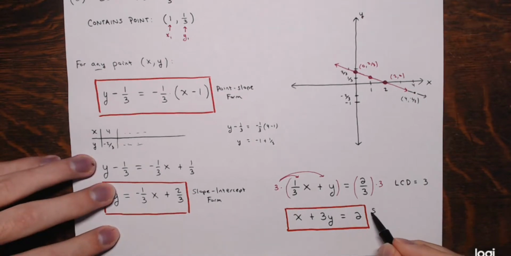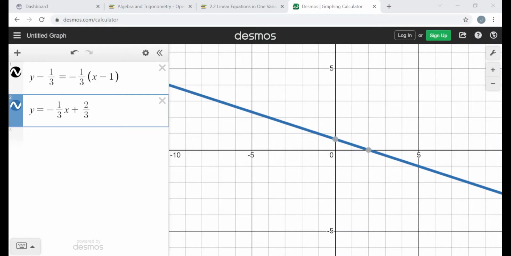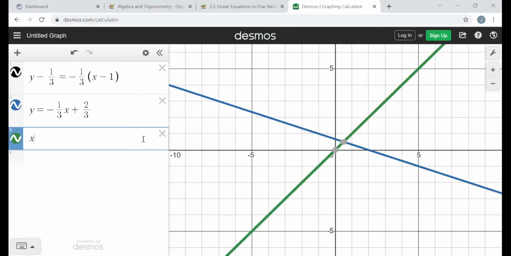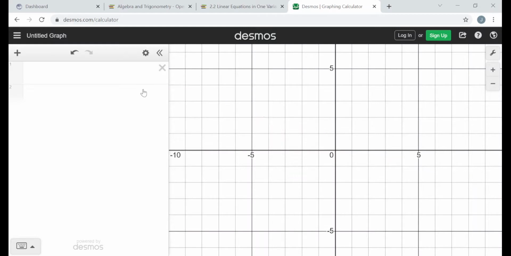And here's standard form for that same equation. Again, I'll pop that in, and just to check my result, we see that it's indeed the same equation, x plus 3y equals 2. And look at that, it's right on top of the other two. It is the same equation, the same points. Wonderful. Okay, so I'll clear these out, and we're done with that question now.